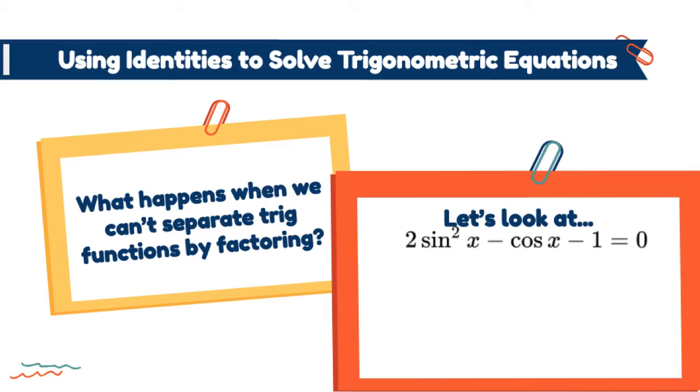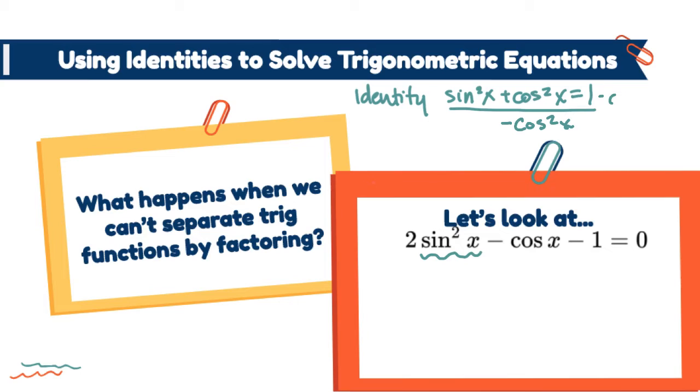What we can use is the identity sine squared x plus cosine squared x equals 1, and substitute 1 minus cosine squared x for sine squared x. So in other words, we want to replace the sine squared x here with 1 minus cosine squared x. So this becomes 2 times (1 minus cosine squared x) minus cosine x minus 1 equals 0.